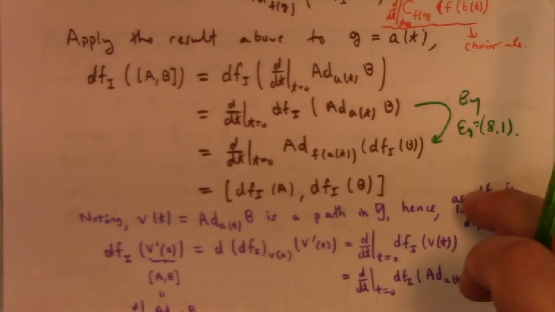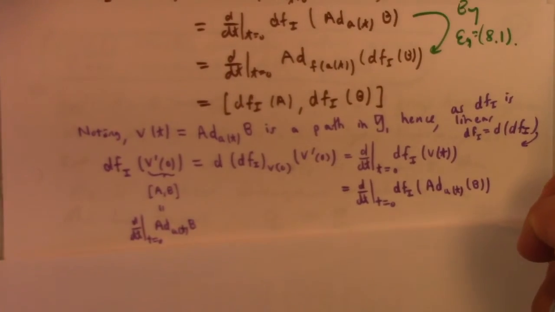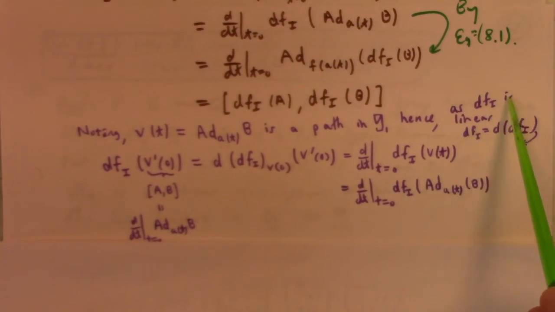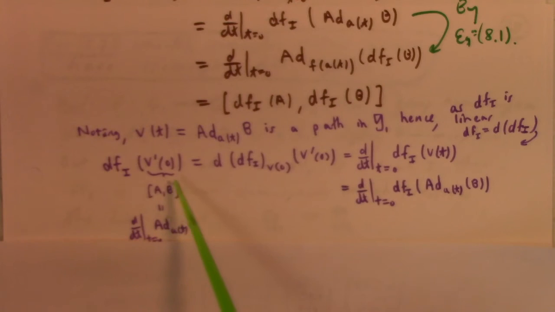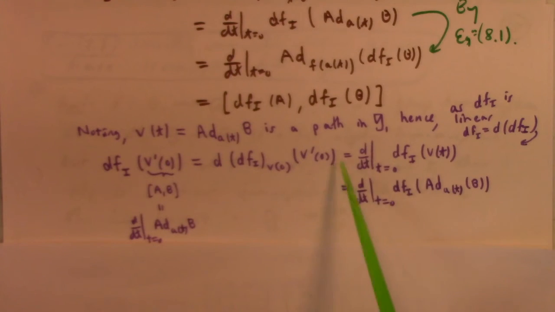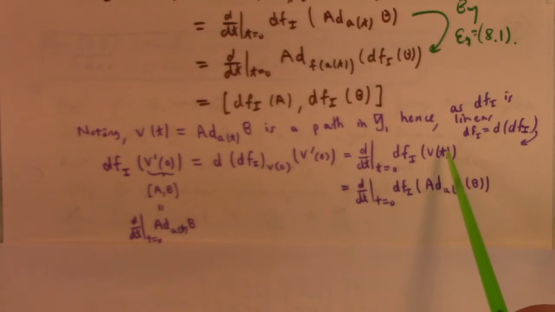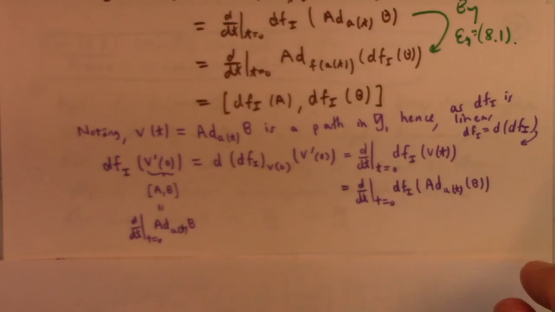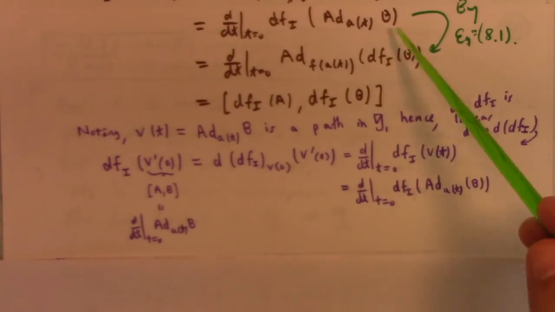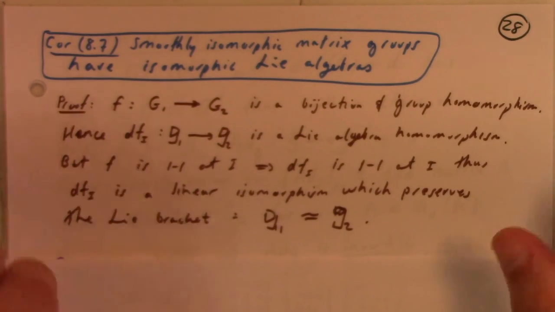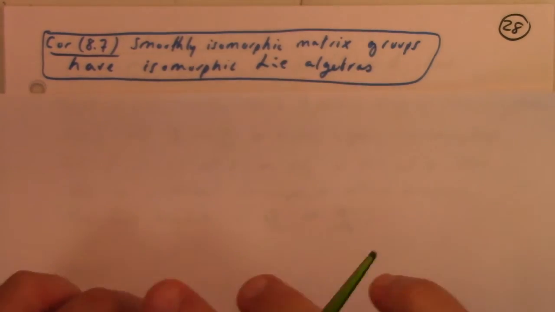So, let's see, I have a little bit of extra here. Noting, of course, that v(t) equals A sub t as a path in G1, hence as df_I is linear, df_I equals d of df_I. So df_I of v prime of 0, which is AB, which is that, is equal to d of this, which is equal to d/dt of that, which is that. I think I'm adding something into one of these steps here, but I'm going to move it along. Corollary 8.7. Oh, I think it's a good time to stop and start again.